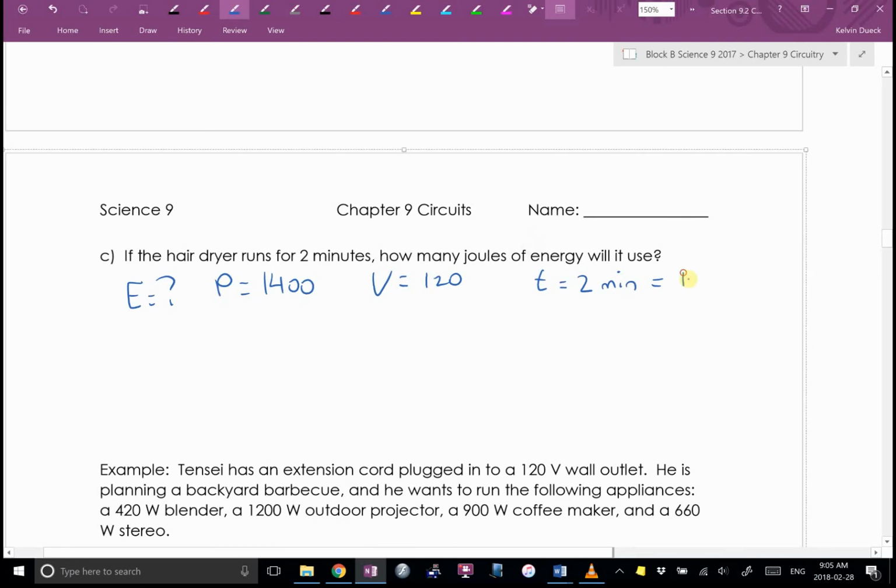Okay. Petco. I'm looking for an equation that has an E by itself and then has some combination of power, voltage, time, and current if I need it. Is there one? Which one? Read it to me, please. Can you read me the E equals? Power times time. Okay. Do I know power? Do I know time? So how many joules of energy is this going to use?